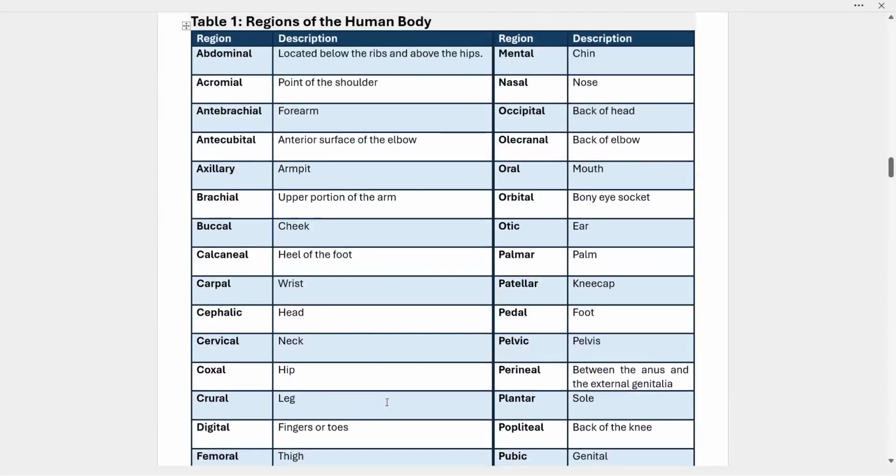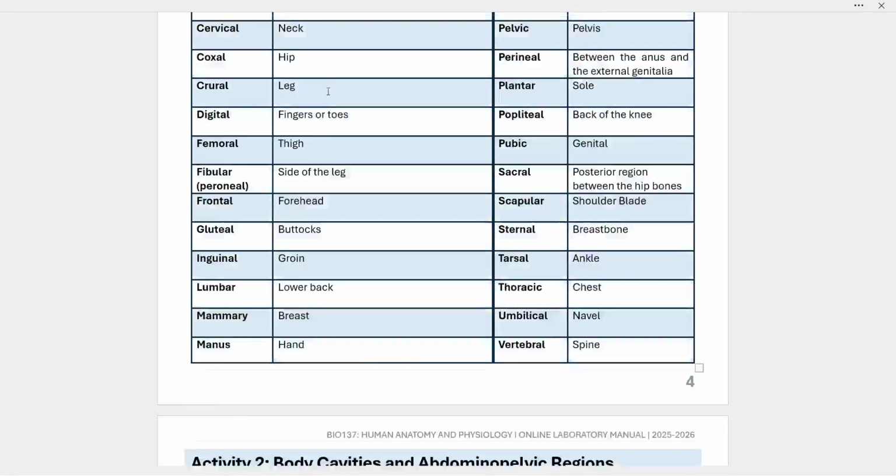Here's another way to learn those, is to kind of quiz yourself on these. This is going through each one of those terms, abdominal, and giving you a description, located below the ribs and above the hips. Acromial, the point of the shoulder. So if you want to make flashcards, you can do something like that, or you can cover the left side and read this and try to remember the word. Just be very familiar with all these words.